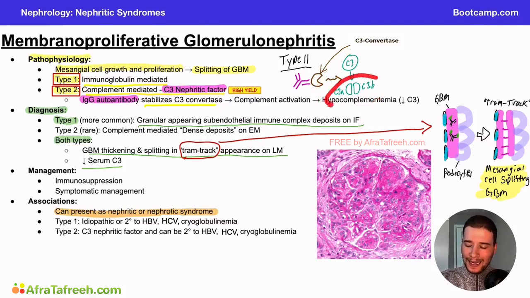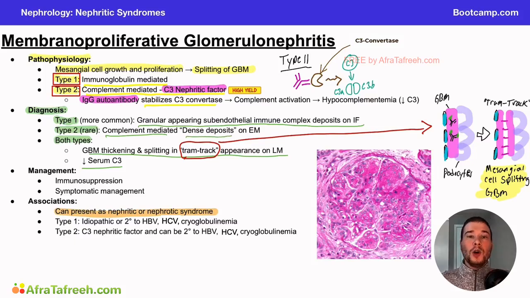And then what happens is that these molecules, C3a and C3b, can then go deposit in the glomerular basement membrane, leading to our classic finding of dense deposits. So you can see in type 2, which is less common, we see that it's complement mediated and called dense deposits. Well, the dense deposits are composed of molecules that are being created by an overactivation of C3 convertase.